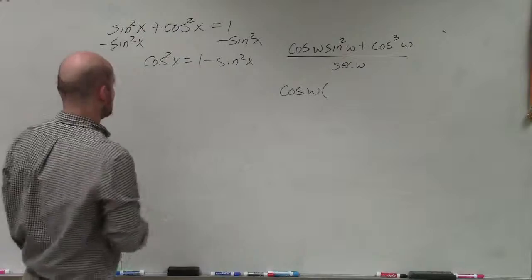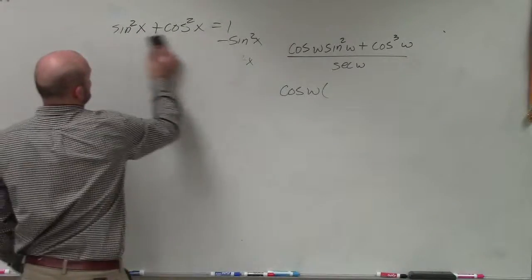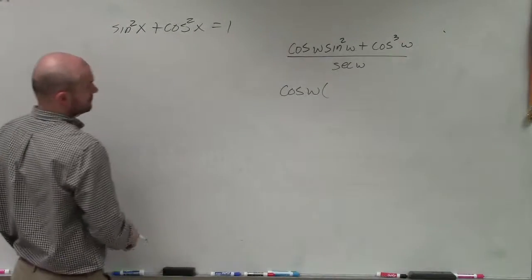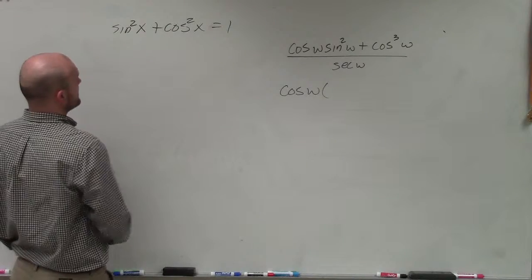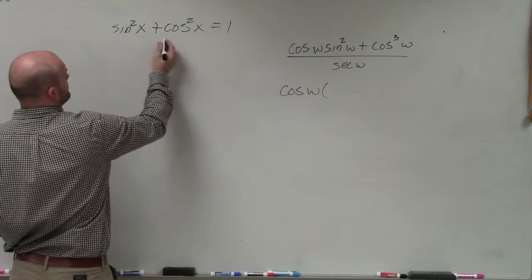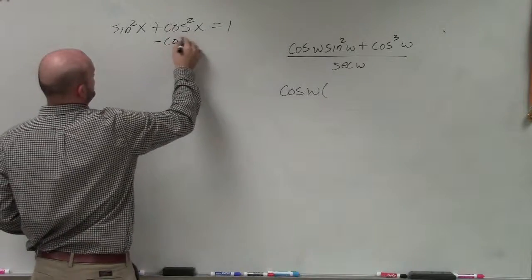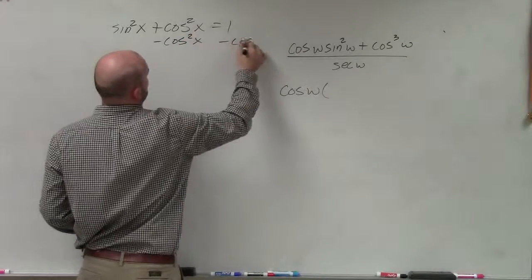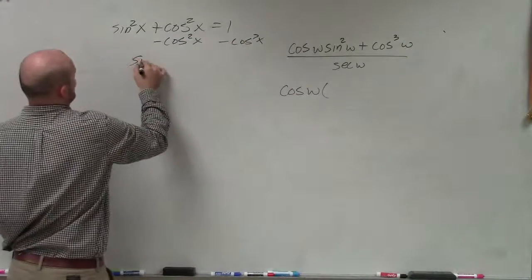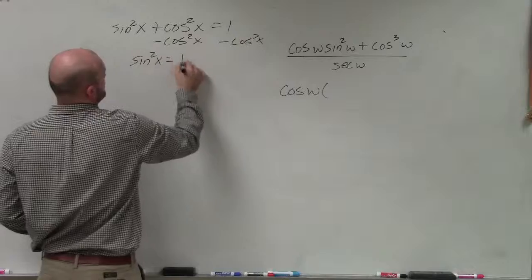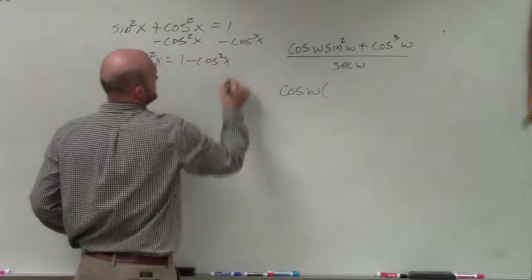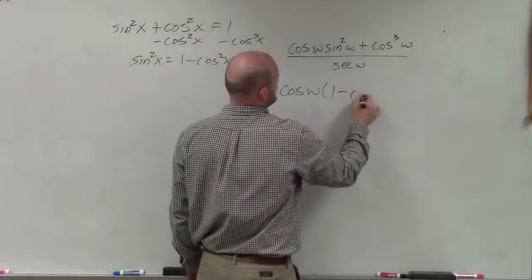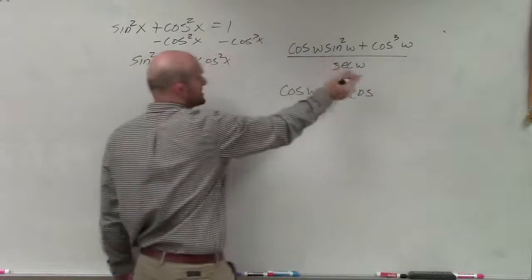what am I doing? I've got to solve for cosine, not sine. No, I was right. Solve for sine. Solve for sine, I've got to subtract the cosine squared of x. So therefore, I have sine squared of x is equal to 1 minus cosine squared of x. Right. So it's going to be 1 minus cosine. But we're not using x's, we're using w's.